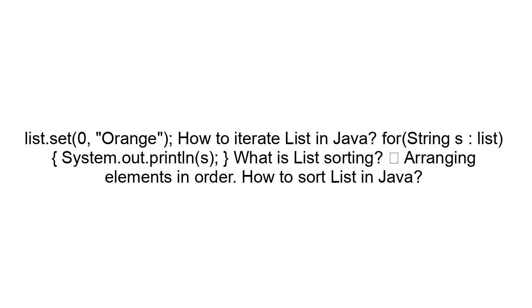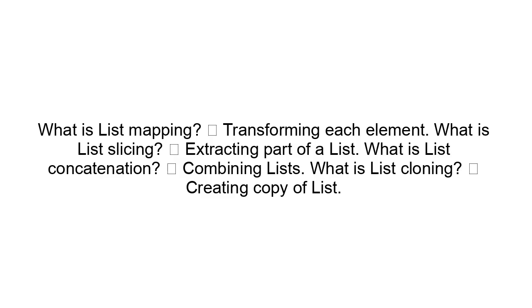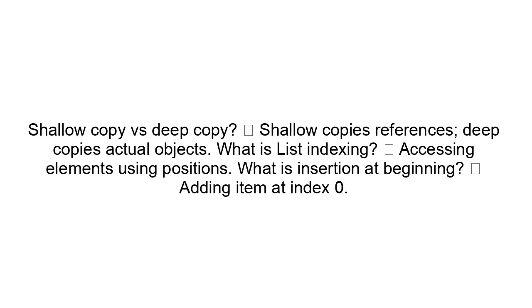What is list sorting? Arranging elements in order. Collections.sort(list). What is the reverse operation? Reversing the order of elements. How to search an element in a list? Using contains or loops. What is list filtering? Selecting elements based on a condition. What is list mapping? Transforming each element. What is list slicing? Extracting part of a list. What is list concatenation? Combining lists. What is list cloning? Creating a copy of a list. Shallow copy versus deep copy. Shallow copies references. Deep copies actual objects.